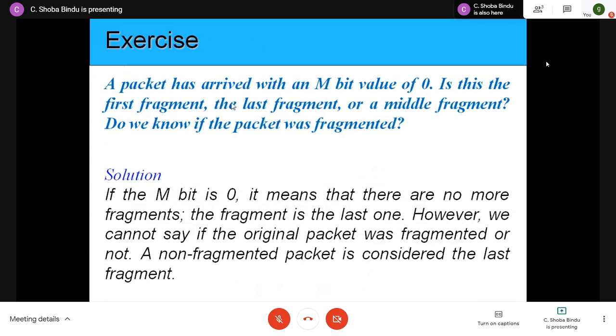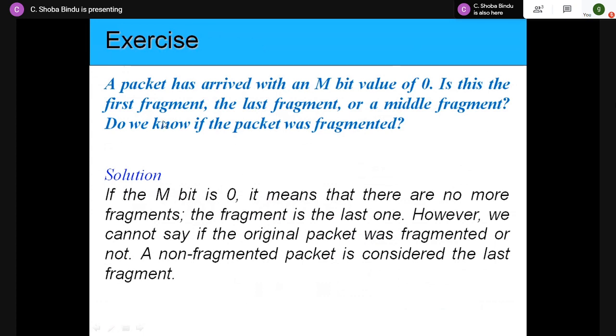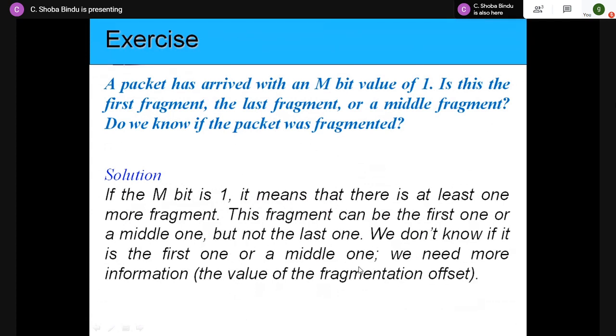But how can you decide whether it is the only fragment or the last fragment that you are going to have? So we cannot decide whether it is a first fragment. If it is a first fragment, then it says that it is the only fragment that you have. Or it can be a last fragment because the value is set to 0. If it is having only one fragment, then it also has the m bit set to 0 here. So a non-fragmented packet is considered the last fragment. That is how we cannot decide whether it is a first fragment or the last fragment.